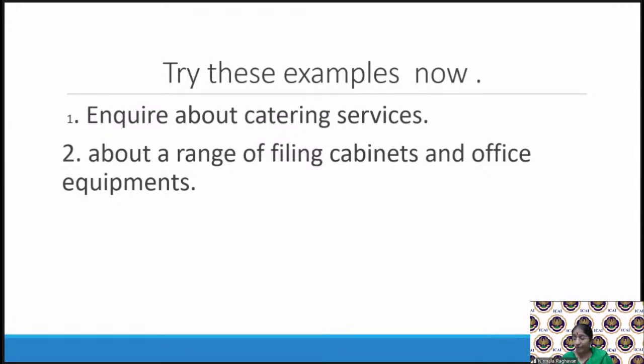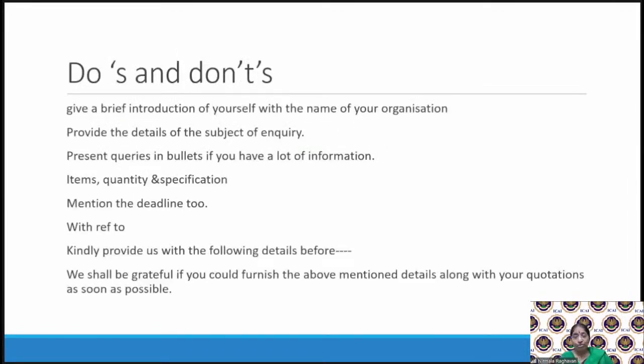So it'll be good if they can send you the catalog with all the details. That's what you need to ask. Now look at this, do's and don'ts. Give a brief introduction of yourself with the name of your organization. Provide the details of the subject of inquiry. You have to list them: 1, 2, 3, 4. These are the things I want to know. Present queries in bullets if you have a lot of information. Items, quantity, specification. Mention the deadline too.